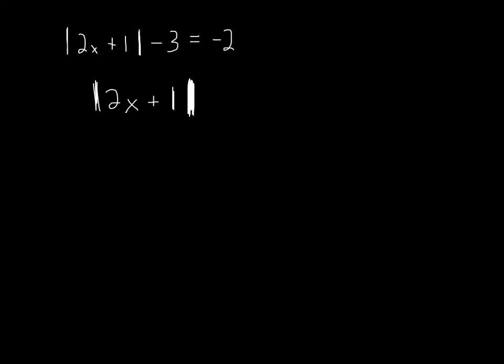Minus the 3, to get rid of that 3, I can add 3 to the left-hand side. But as long as I do it to the left, I have to do it to the right, so I add it to the right. And I end up with negative 2 plus 3 is going to be equal to 1.